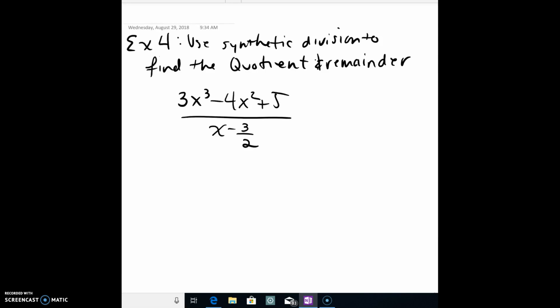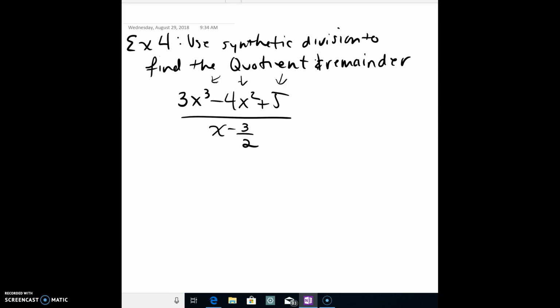For example number 4, we're going to use synthetic division to help us find the quotient and remainder when we take 3x cubed minus 4x squared plus 5 and divide that by x minus 3 halves. The first thing I want to do is make sure that our numerator, our dividend, is in proper degree descending order, which it is. We have our third degree term, our second degree term, and our 0th degree term. Notice we're missing our first degree term.